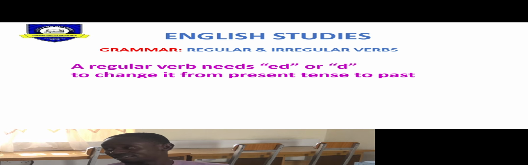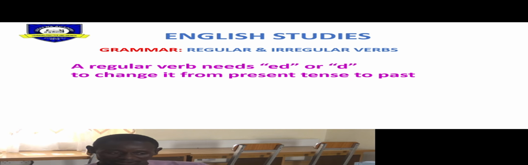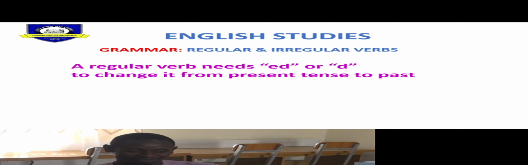Let's begin with grammar. We discussed many topics in grammar. Let's look at them one after another. First, let's discuss the regular and irregular verbs. You have learned that regular verbs need ed or simply d to change them from the present tense to the past tense. That means a regular verb takes the letters ed or simply d added to the base form of that verb in order to change it from the present tense to the past tense.